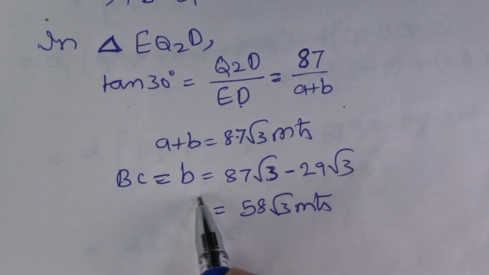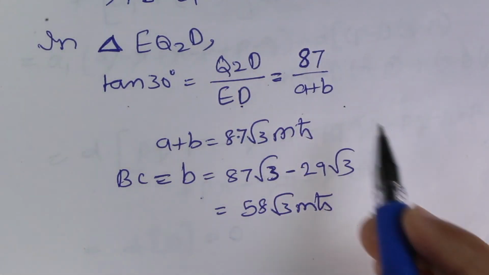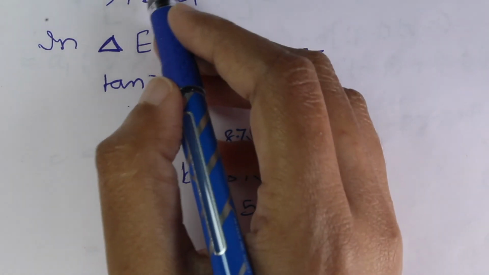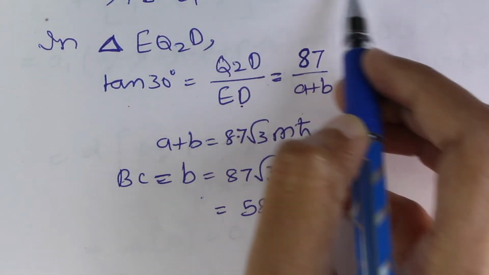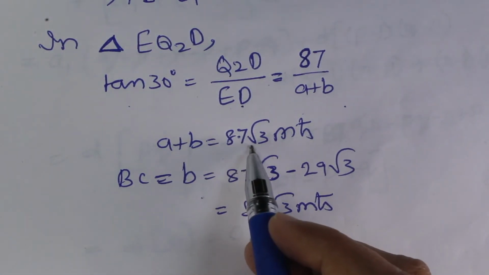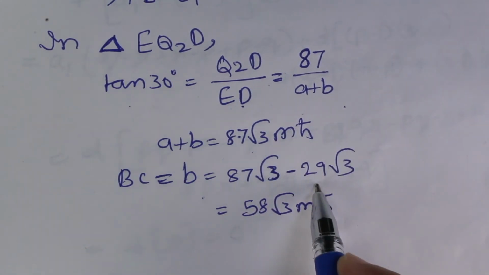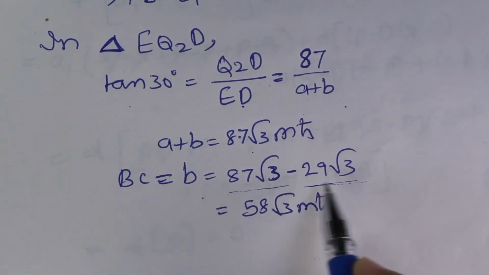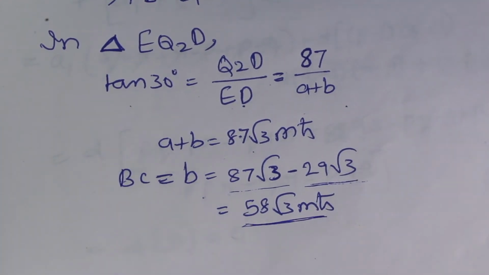But we know the length of a is equal to 29 root 3 meters. So we will substitute it here. b becomes 87 root 3 minus a. a is 29 root 3. So 87 root 3 minus 29 root 3, that is equal to 58 root 3 meters. Hope this is clear for you.